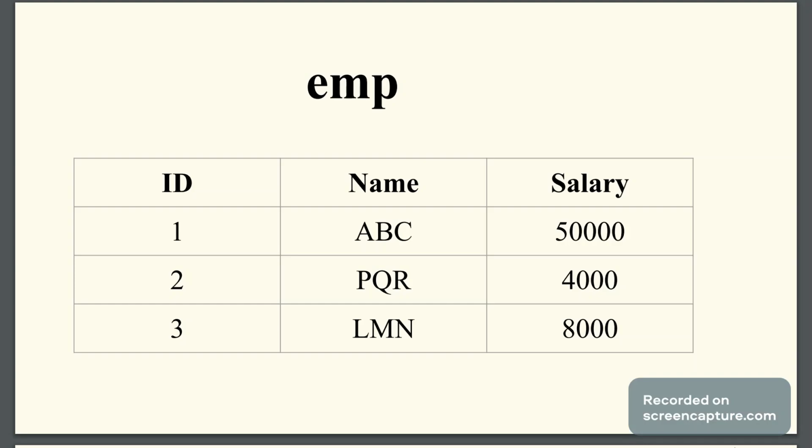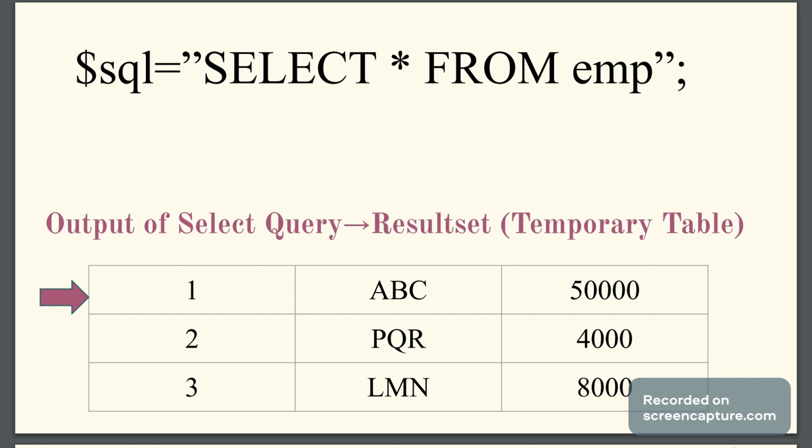Now, how can we execute this query in PHP? We will understand the methods with a diagrammatic representation. As of now, suppose we have an EMP table in our MySQL database. Our database name is employee and the table name is EMP. This EMP table has columns ID, name and salary, and there are records in this table. Now, for displaying all these records on a web page, we have to fire a select query.